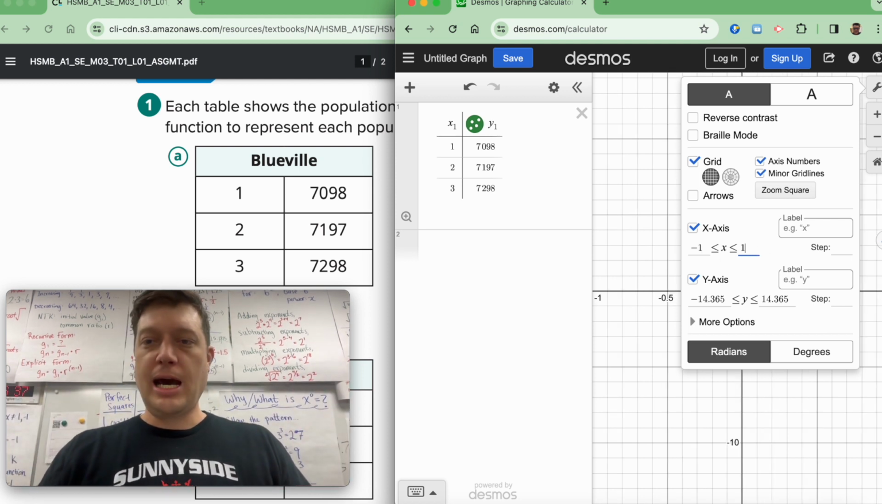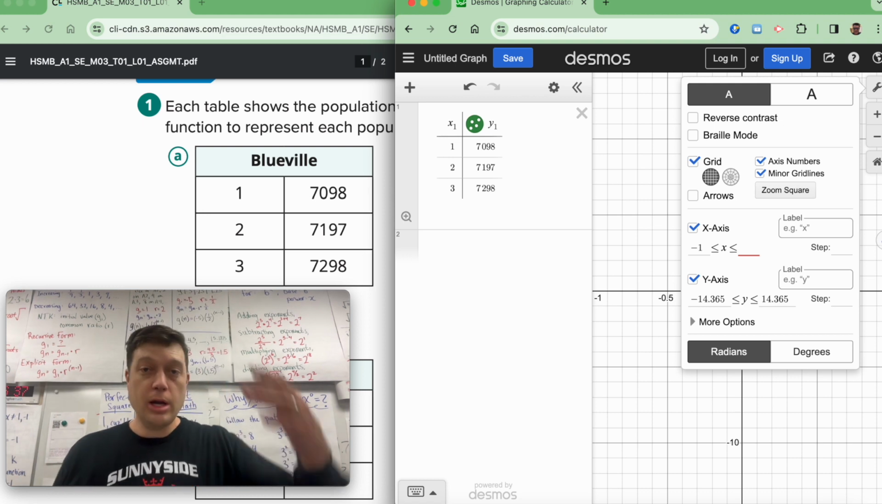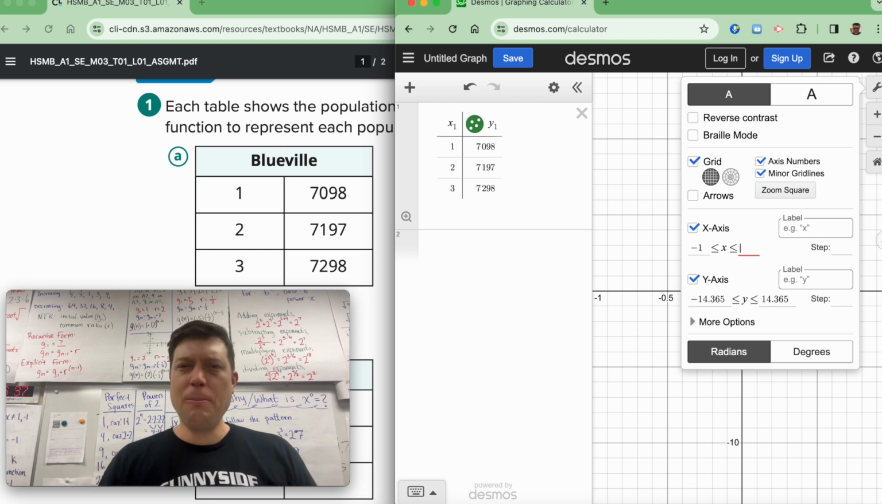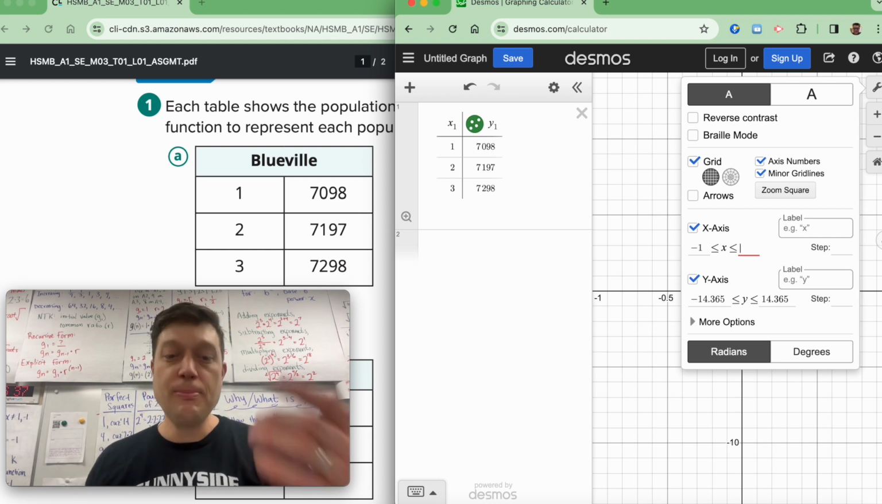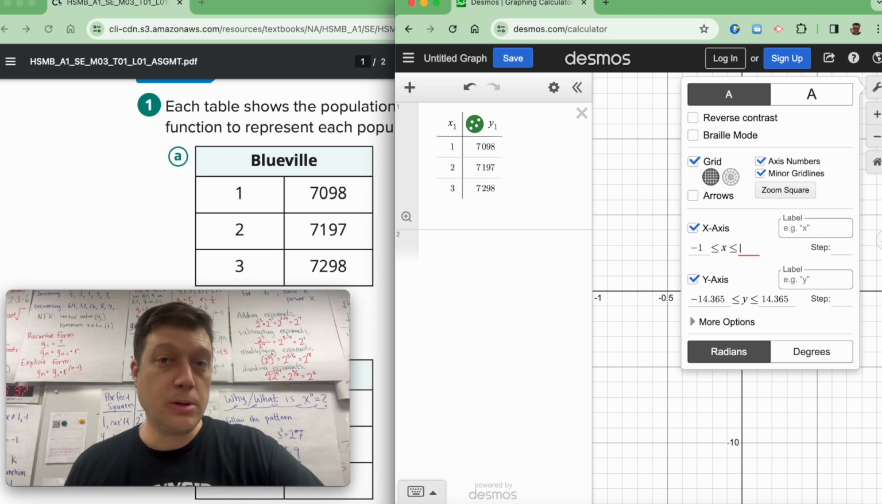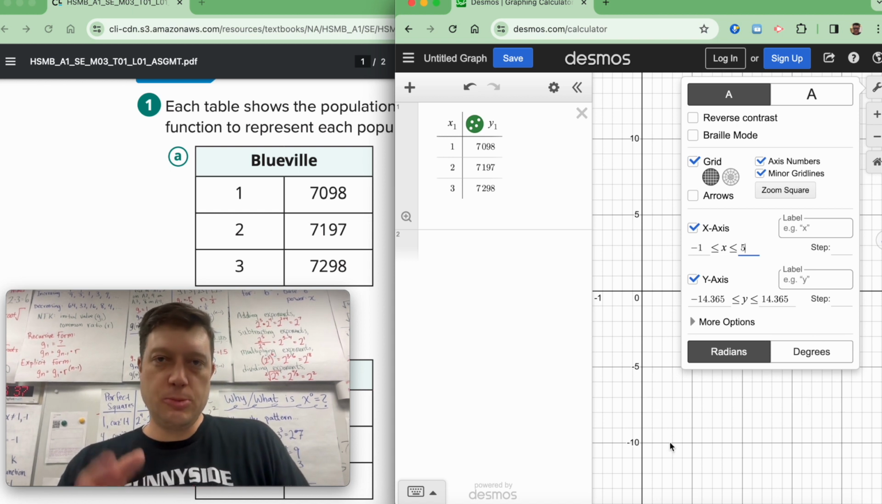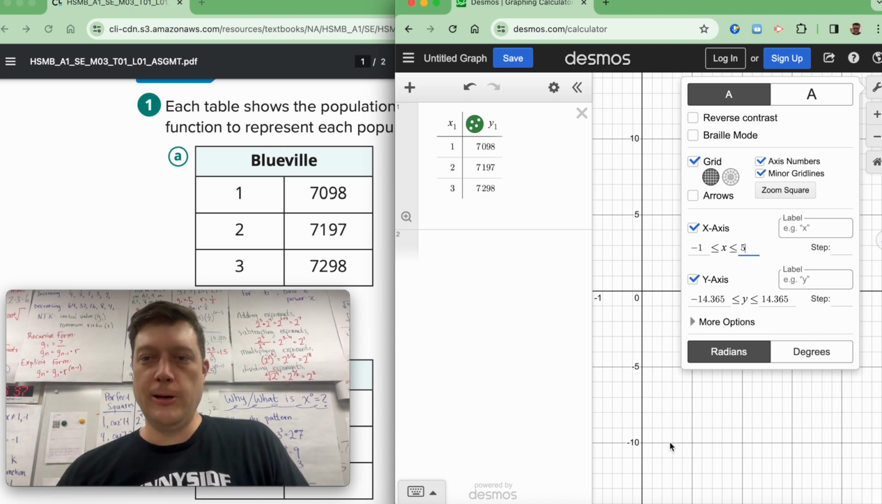Then for the X axis, our numbers aren't bigger than 4. The X column is 1, then 2, then 3. So pick a nice number that's a little bit bigger than 3. Nice would be like a multiple of 5 or a multiple of 10. And immediately the really cool thing about Desmos is it's responding to that input.